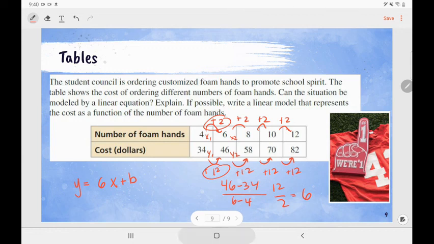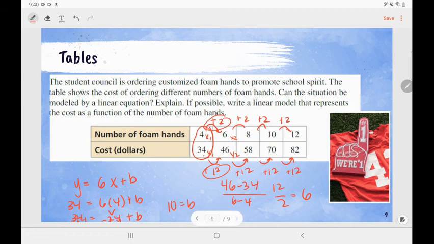To finish, I'm going to pick an ordered pair. I'm going to pick the smallest ordered pair to plug in. 4 is my x value, so 6 times 4 plus b is equal to my y value, which is 34. Multiply, 24 plus b equals 34. Now if I solve for b, I'm going to subtract 24 on both sides. And I get a grand total of 10.